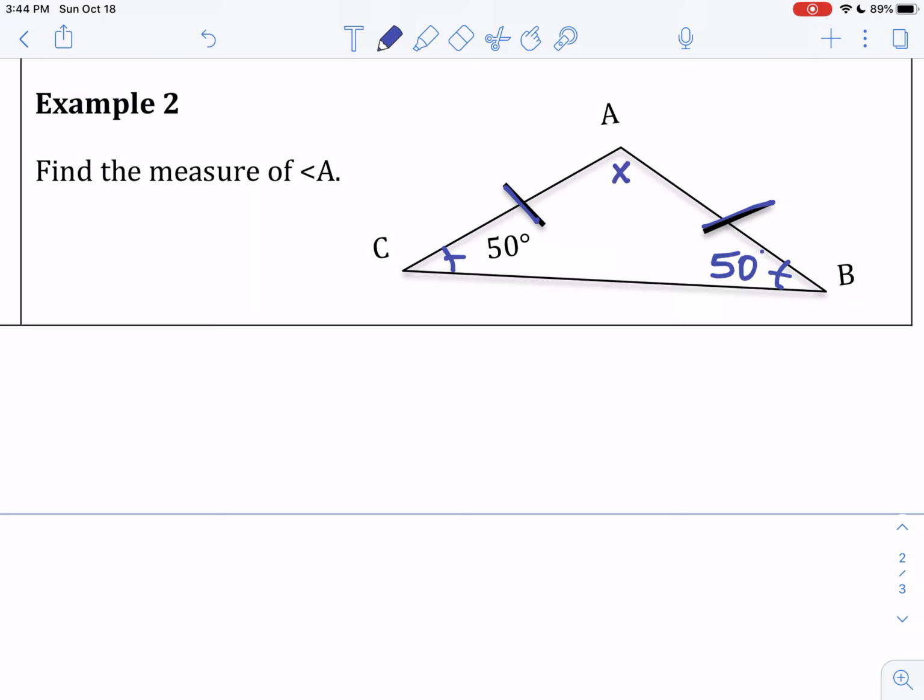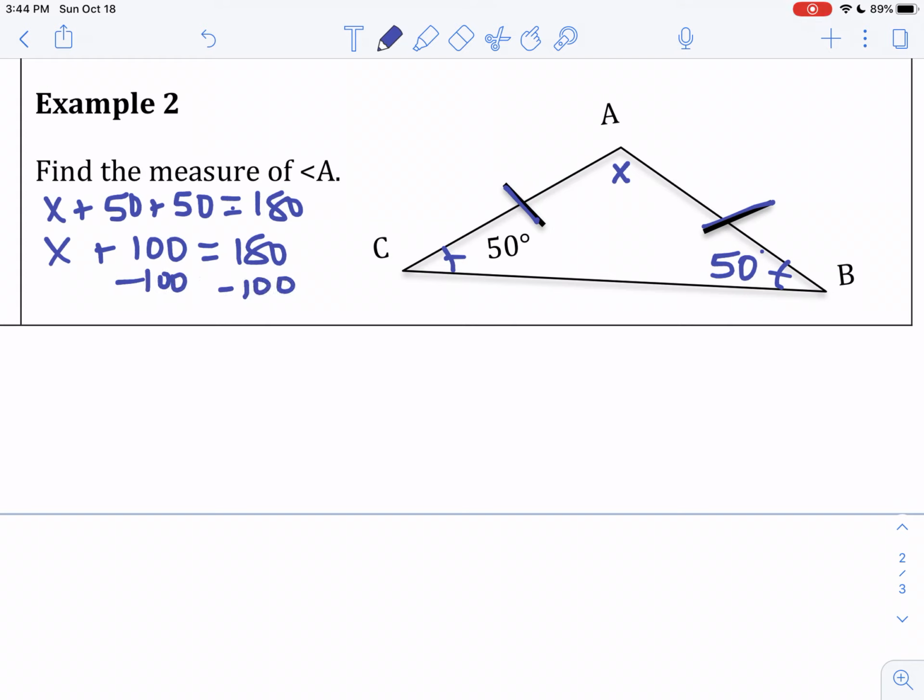So if I do this algebraically, I could say something like x plus 50 plus 50 is equal to 180. 50 plus 50 gives me 100, so x plus 100 equals 180. I can subtract 100 on both sides of my equation, and I have my missing measurement is 80 degrees. So the measure of angle A is equal to 80 degrees. Again, you didn't have to put this into an algebra equation. You could just say that, hey, 50 plus 50, that's 100. 180 minus 100, that gives me 80, and do it that way.